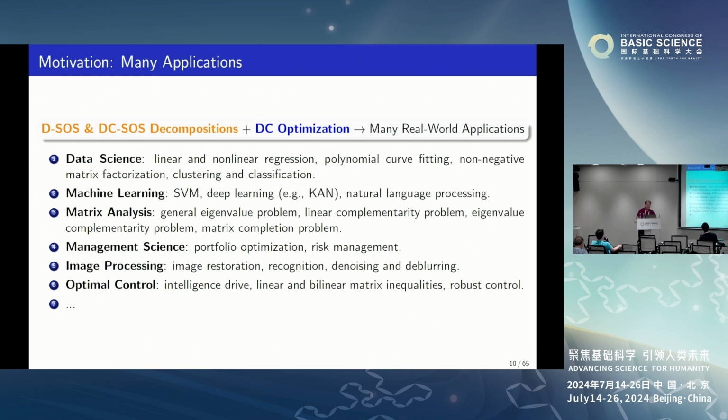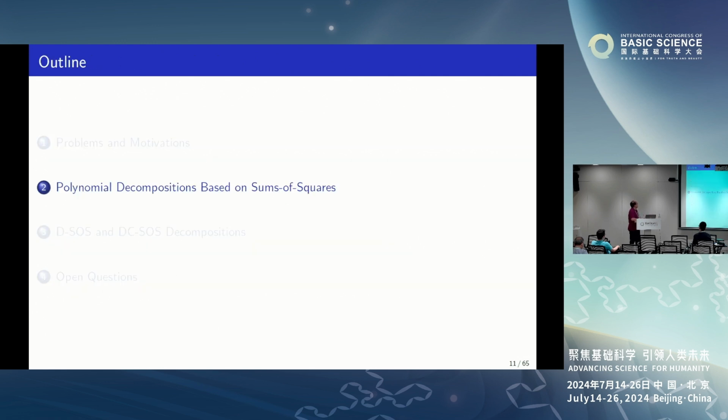Some of them we have related publications, and many other authors have publications, and some of them are still new. So if you are interested, you can read them from the internet and do some studies. So now I will come to the second part, polynomial decomposition based on sum of squares.